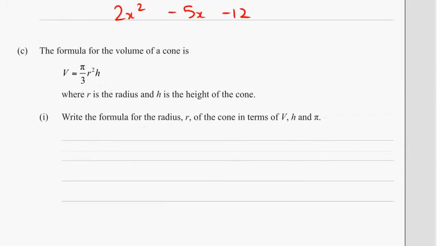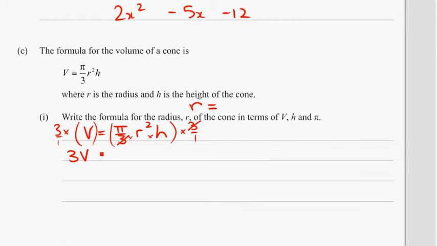Right, part C. The formula for the radius r in terms of the other variables. So we want to rearrange this formula. Lots of ways we can do it. The first thing I might do is actually multiply both sides by 3, or 3 over 1, because then we can just cancel that 3 and that 3. So 3v will be pi r squared h.